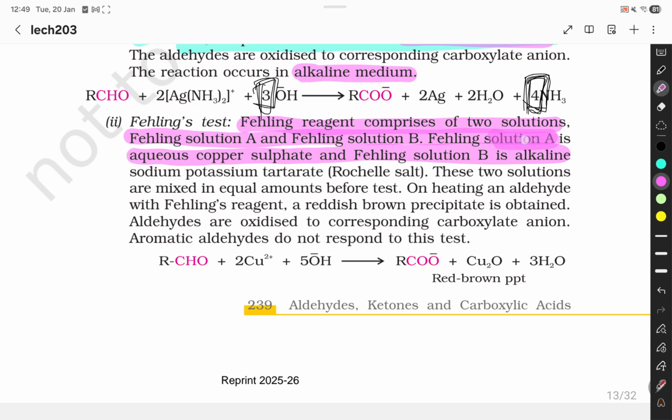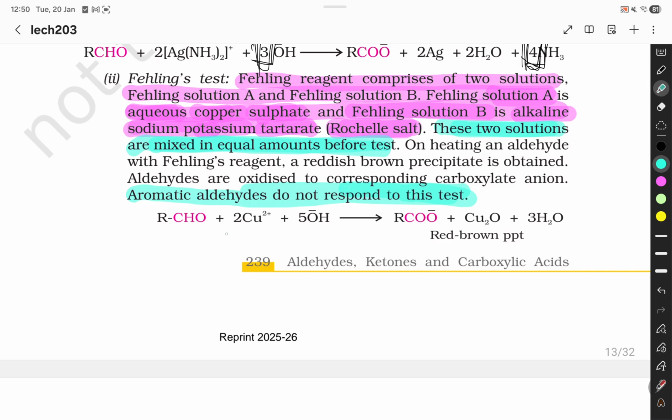Fehling's solution A is aqueous copper sulfate, and Fehling's solution B is alkaline sodium potassium tartrate, which is Rochelle salt. They are mixed in 1:1 ratio before the test. Aromatic aldehydes do not respond to this test. 5 moles of OH are used to form Cu2O, which is a reddish brown precipitate.